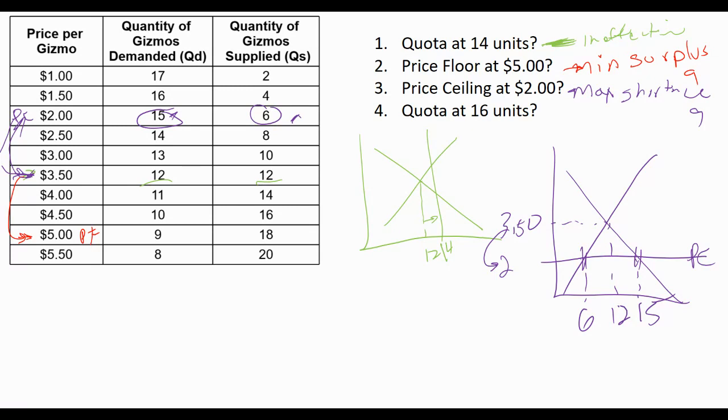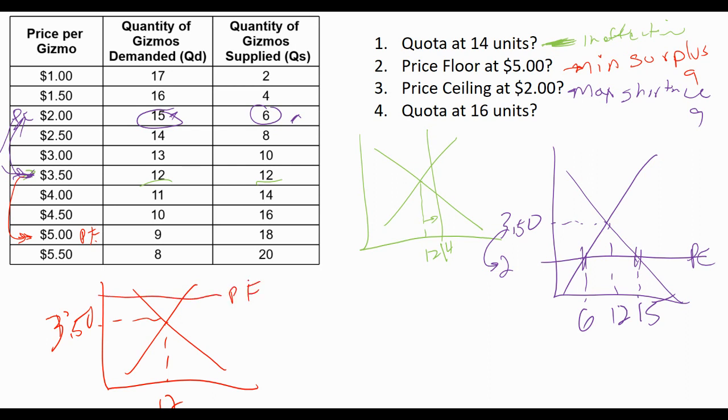Let me go back and graph that other one. I forgot to graph that one. This floor. So if we graph the floor, given the same numbers here, this is 350. This is 12. And we said, what if we put a binding floor, or a price floor at $5? What happens? The quantity demanded is 9, and the quantity supplied is 18. So we're stuck here, right?